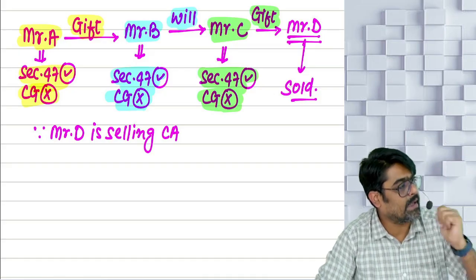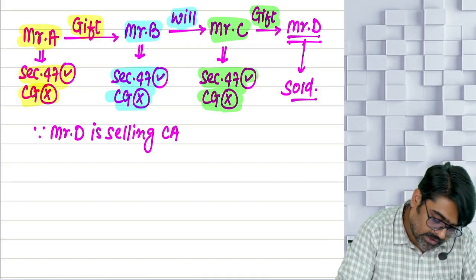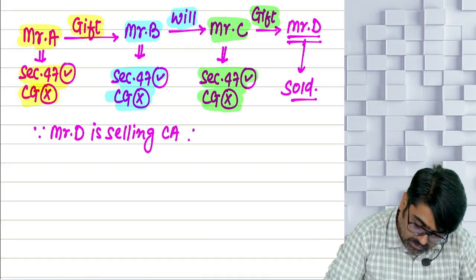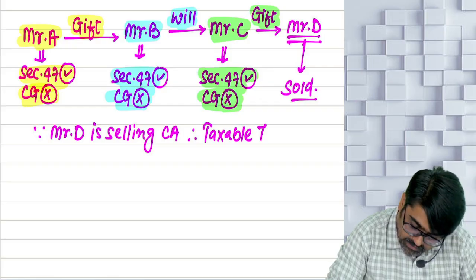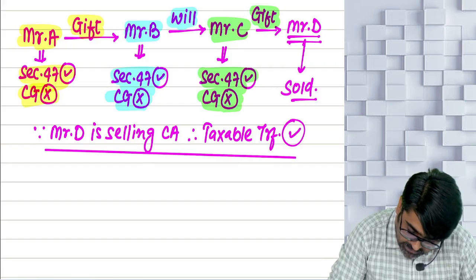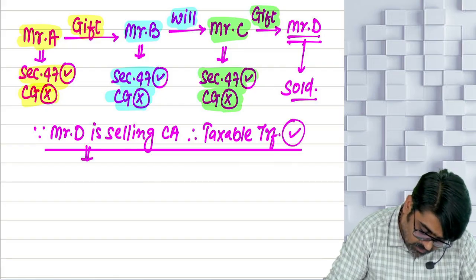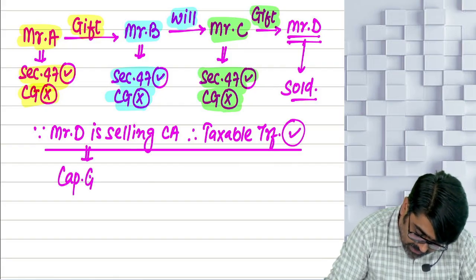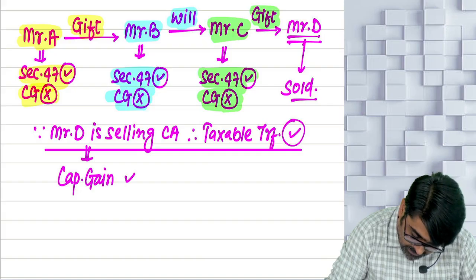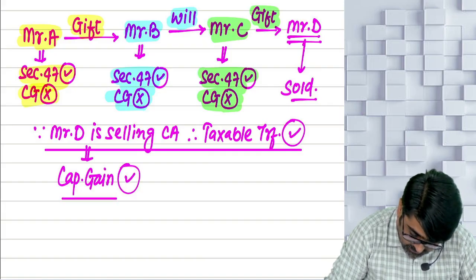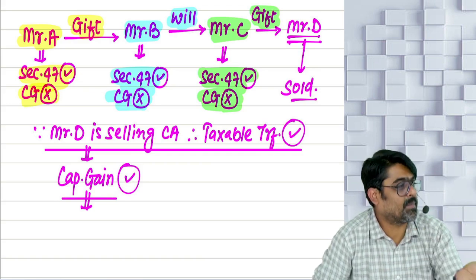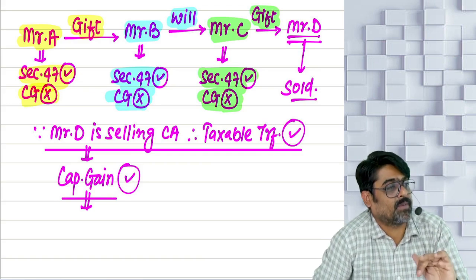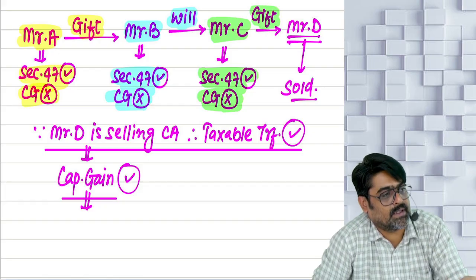Now who is making a taxable transfer? D. D is selling the capital asset, therefore it is a taxable transfer. Done, sir? Now, will D calculate the capital gain? D will calculate the capital gain. Now, D will take full value of consideration, selling price minus transfer expense, net consideration.